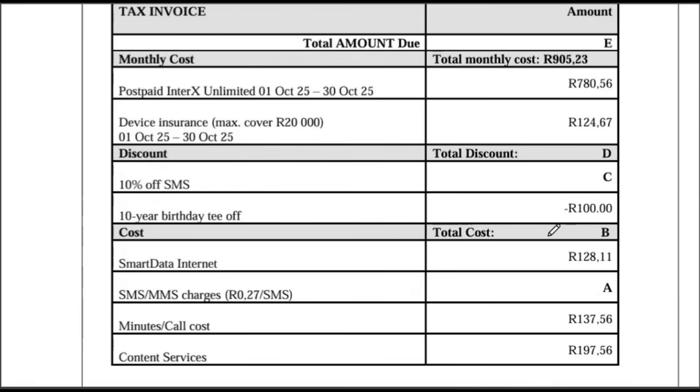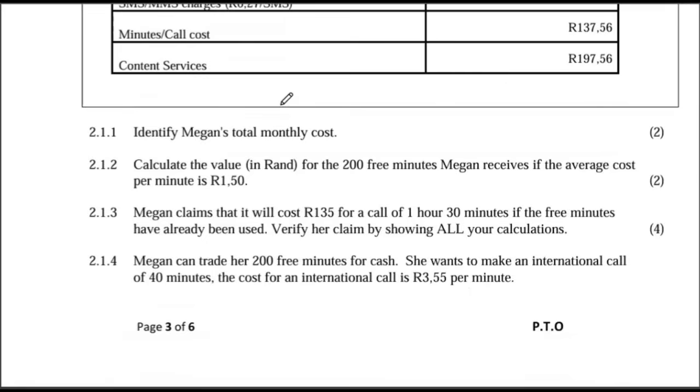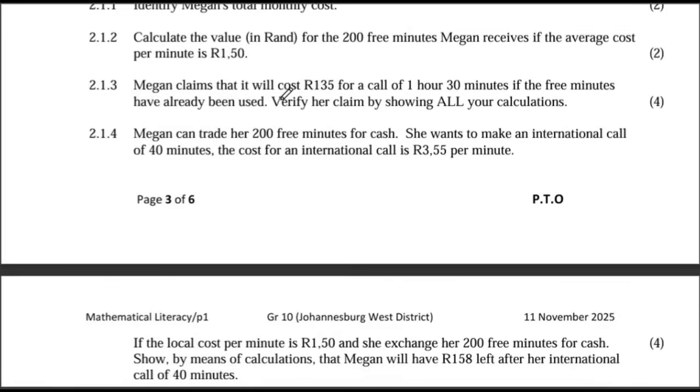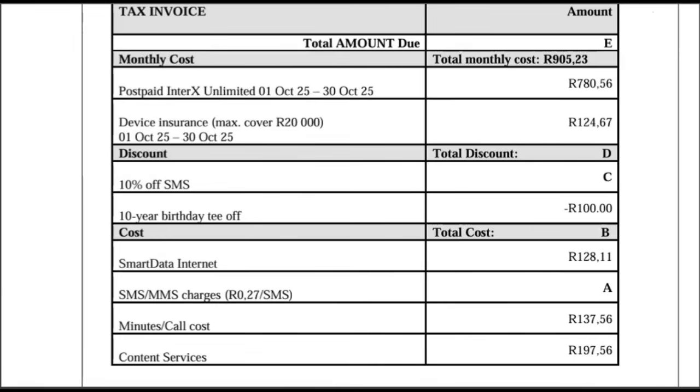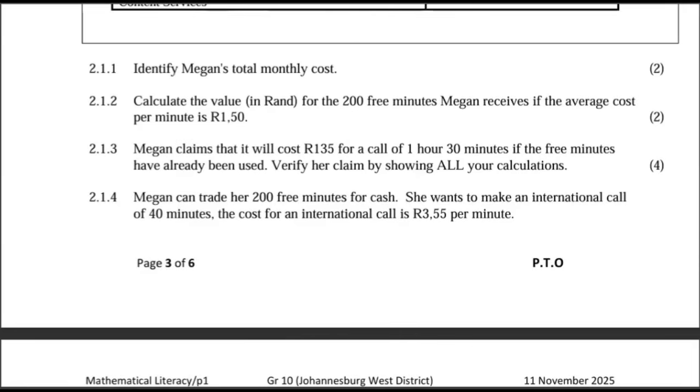This is the table. Okay, we go to the question directly. Identify Megan's total monthly cost. So Megan's total monthly cost, it's this one. So it's this answer here. 905 rands 23 cents. 905 rands 23 what? Cents.